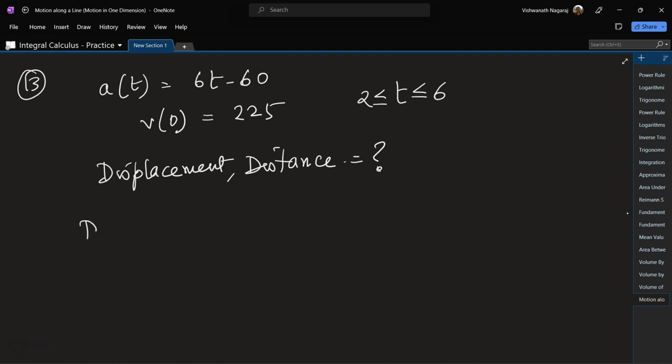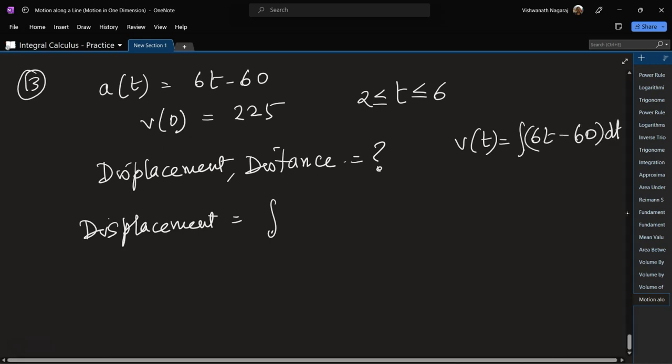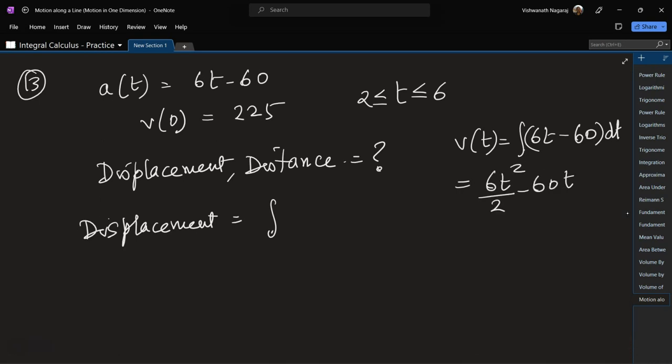Now, as far as displacement is concerned, we have to first of all figure out the velocity. So let's figure out the velocity. V of t is equal to the integral of 6t minus 60 dt, which is equal to 6t square by 2 minus 60t plus C1, let's say. Now we are given that V of 0 is 225. So this becomes 3t square minus 60t plus 225. Okay, so this is V of t.